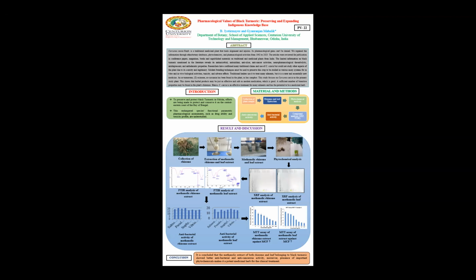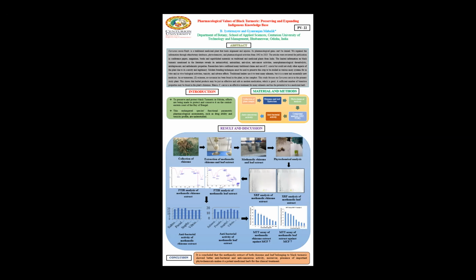Then phytochemical analysis was done, both qualitative and quantitative. Then the extract was analyzed by compound characterization, that is XRF and FTIR. After that, antibacterial activity was conducted against 8 human pathogens using the diffusion method. At last, anti-cancerous activity was conducted using the MCF7 cell line through MTT assay. Now the result part, moving on to the result and discussion.